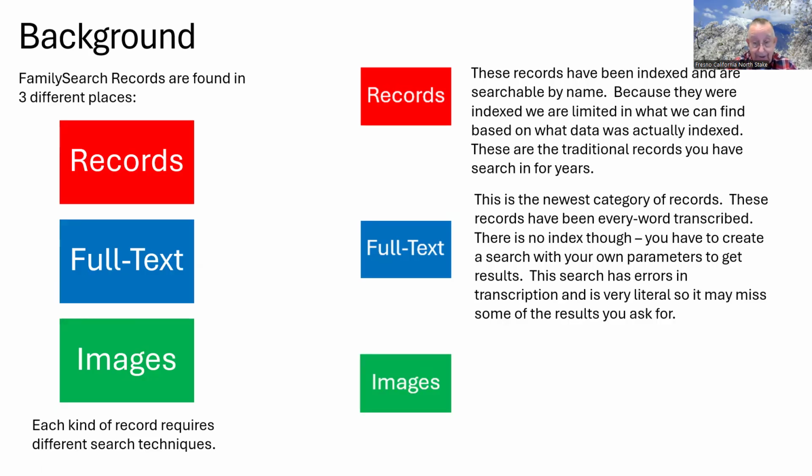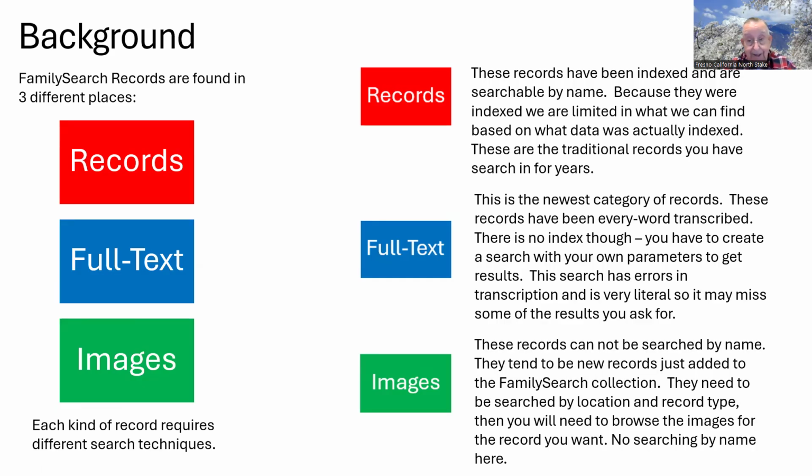The third major collection is called the images. Those are the records that you can't search yet by the full name. Hopefully, soon there won't be any images left to search through because they'll all be full text. But until that time comes, we still have to know how to do a browse through images. And so we'll take you through that today.